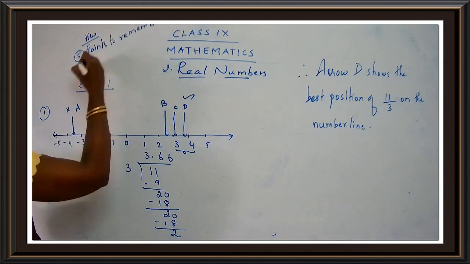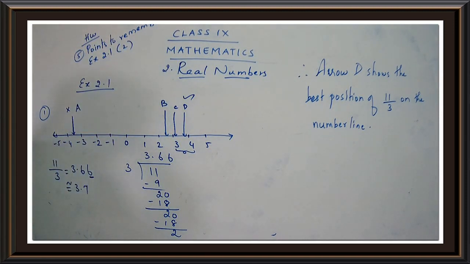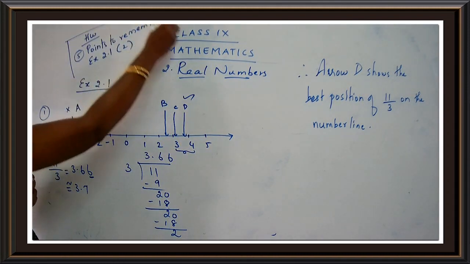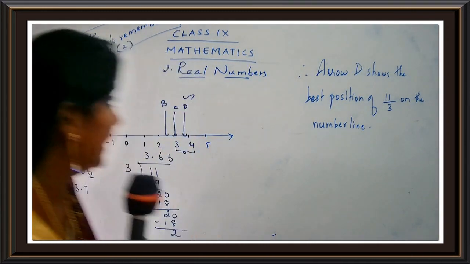Okay, so points to remember, first 5 points. Then from exercise 2.1, the second sum is your homework. Find any three rational numbers between minus 7 upon 11 and 2 upon 11. So that is your homework. Okay, children? So sum number 2 is your homework. Do not miss out this point. This is a very important thing you have to note. So points to remember, and exercise 2.1, the second question. Okay, children? Take on the third question.